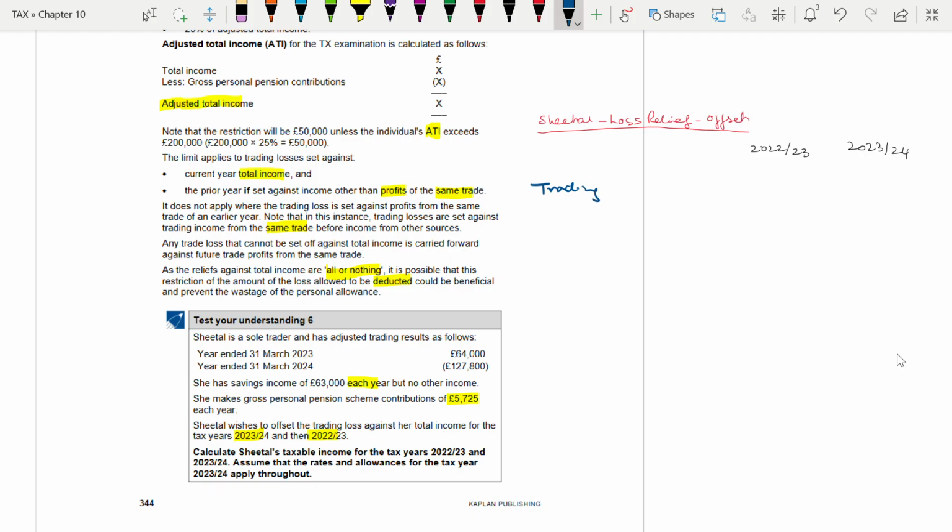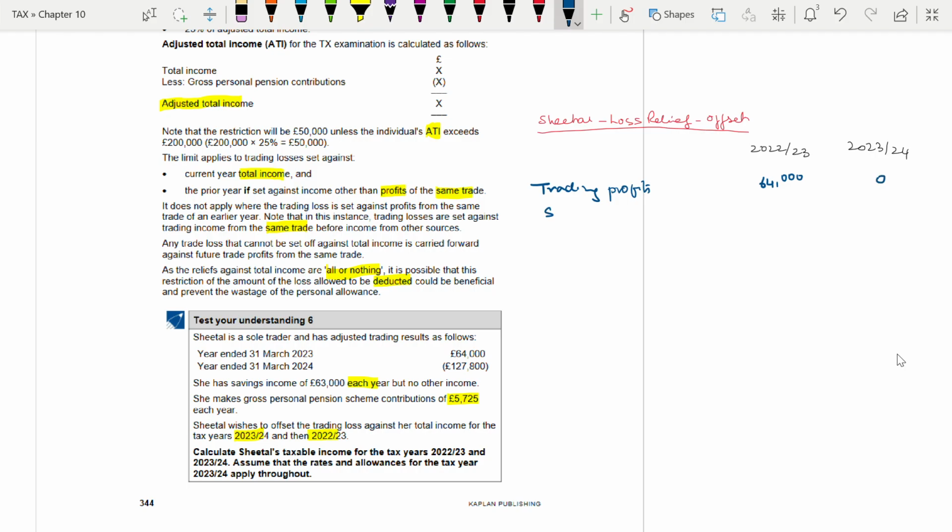How much is the trade profits? She has a savings income. How much is the savings income? 63,000. Okay, savings income is 63,000. In 2023 they have the trading results. How much is the trading profit? 64,000. Okay. And here how much? 0.